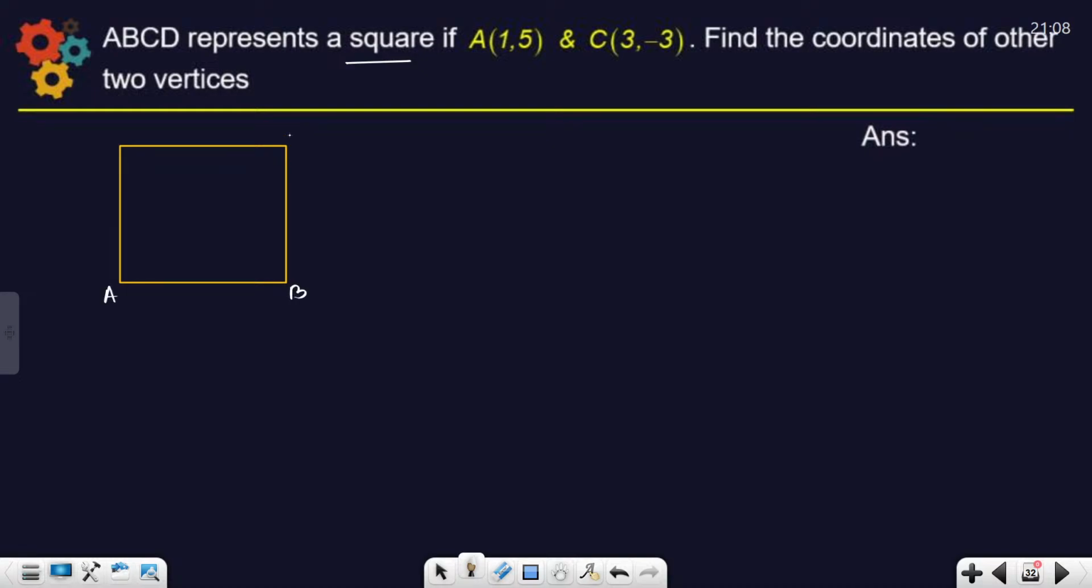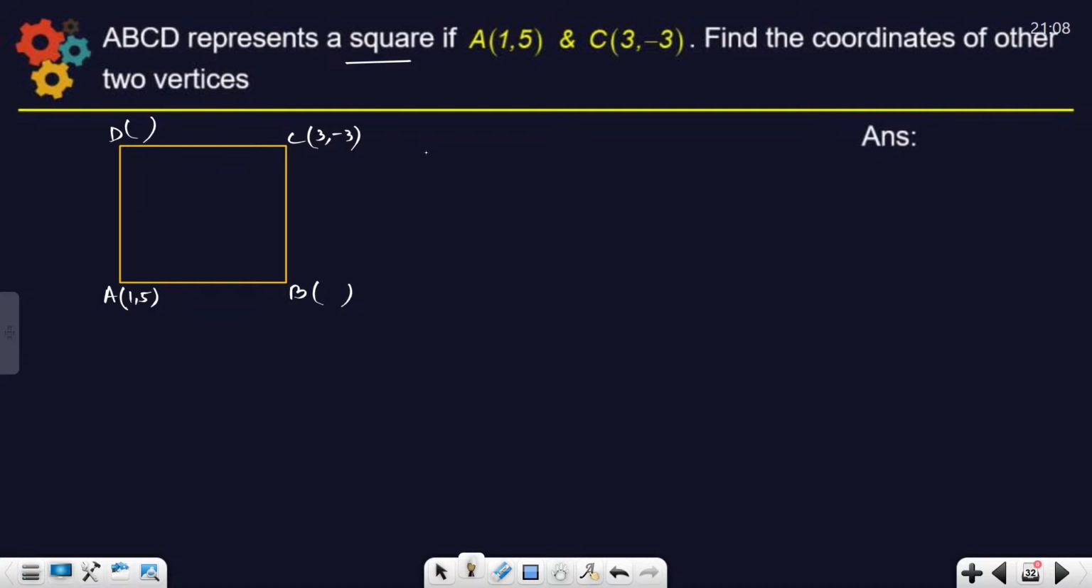ABCD is basically a square, they have said. Coordinate of A is (1, 5). Coordinate of C is (3, -3). They have asked to find out the coordinates of B and D. This is the question. Okay? So try to think on this sum till tomorrow. Then I'm going to solve it for you.